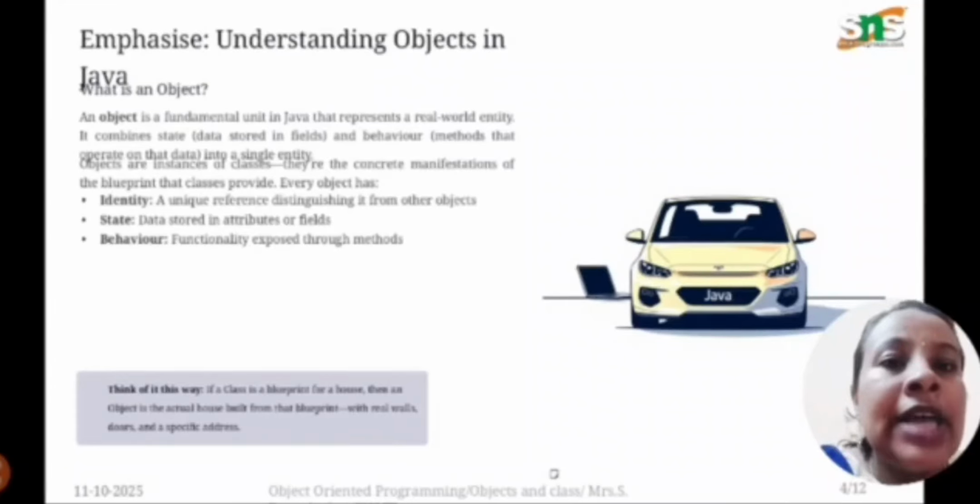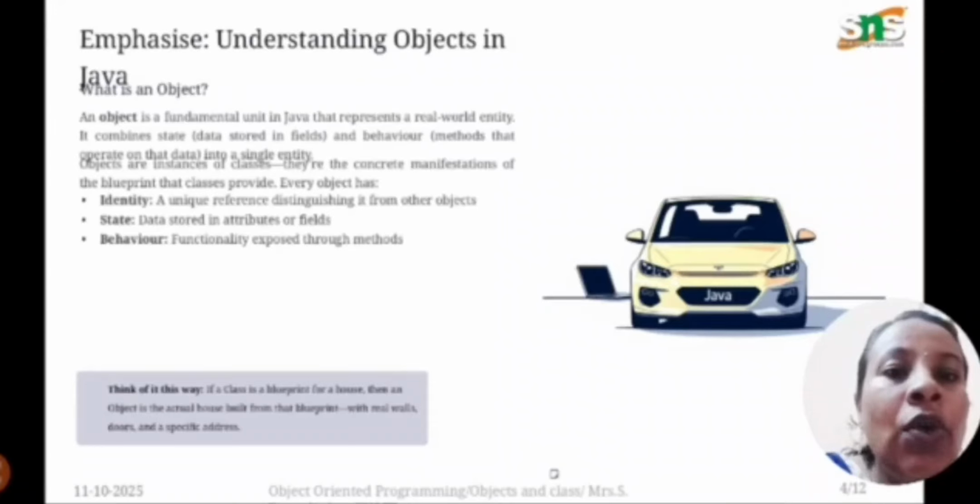Every object has three aspects: identity, a unique reference distinguishing it from other objects; state, data stored in attributes or fields; and behavior, functionality exposed through methods. So think of it this way. Consider this example: the class is a blueprint for a house. Then what is the object? The object is the actual home built from that blueprint, with real walls, doors and a specific address. So these are the attributes.